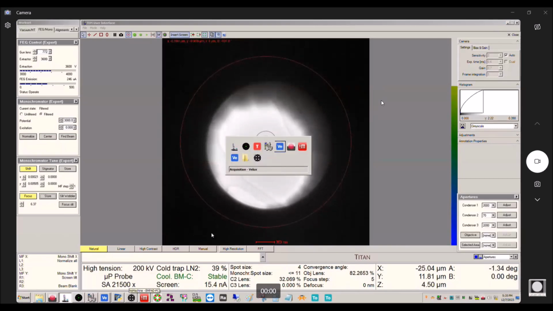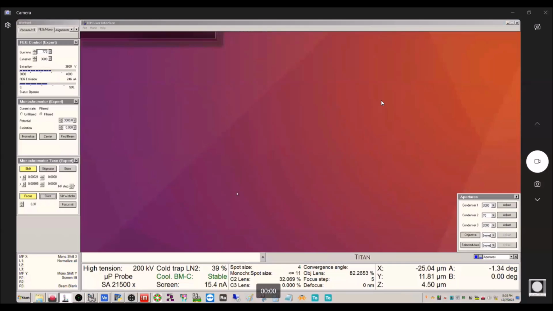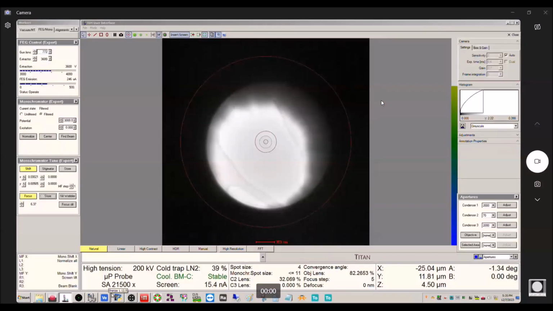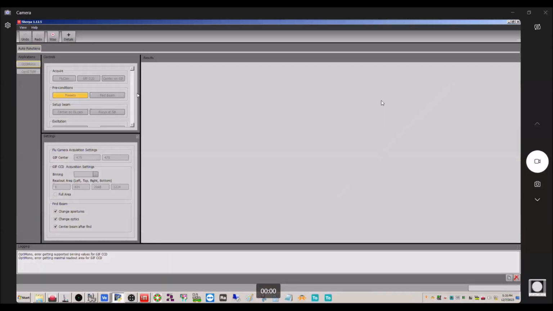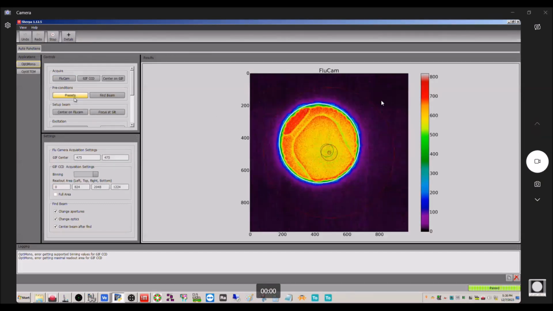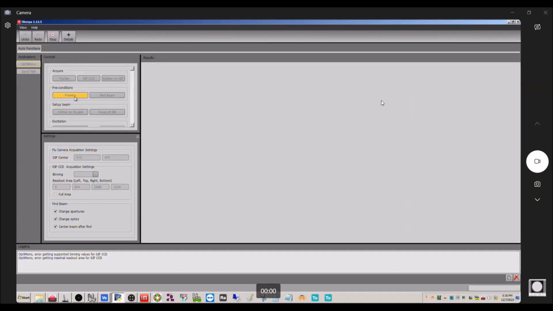And then if we go back here, did it do anything? Let me take a look. Where is it? Whoops. What's going on? Let's see. OptiMono getting readout. Okay, let me try. Stop. Okay, do I have to acquire FlukeCam? Let's see if we do now. If we do presets.